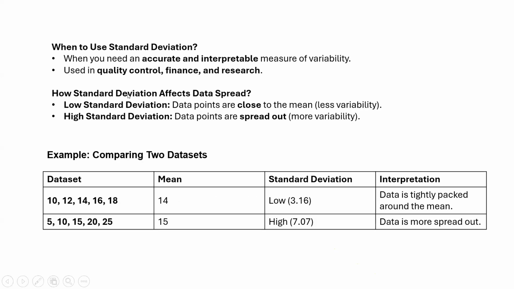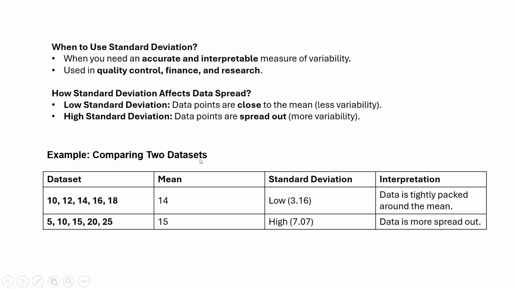So again, when to use the standard deviation? The same thing: if you need an accurate and interpretable measure of variability, we will go ahead with the standard deviation. We use this a lot in quality control, finance, and research. So how does standard deviation affect your data spread? If you have a low standard deviation, it means data points are close to the mean, less variability in your data set. If you have a very high standard deviation, vice versa: data points are spread out, more variability in the data set.